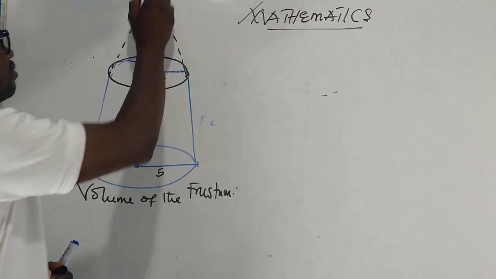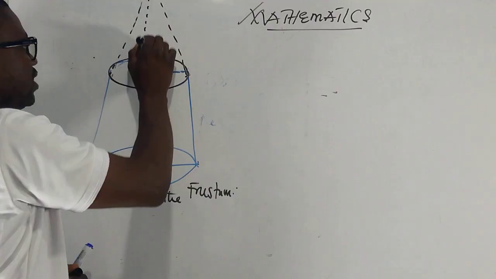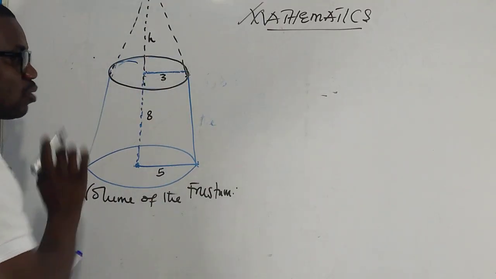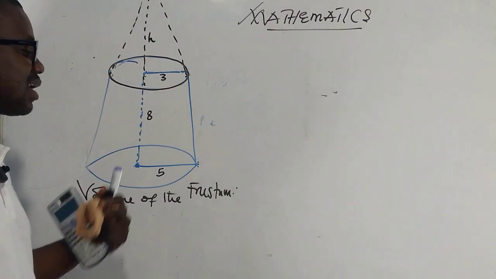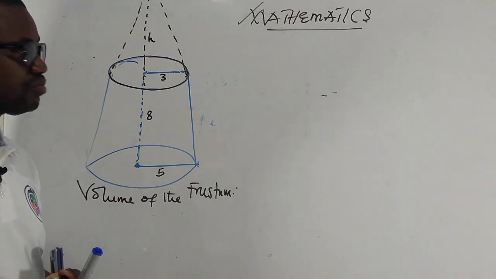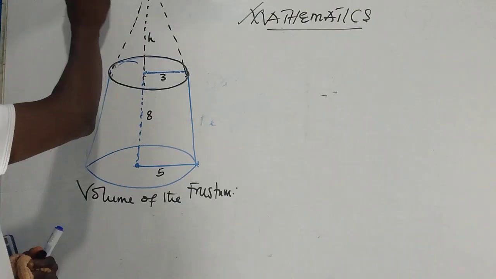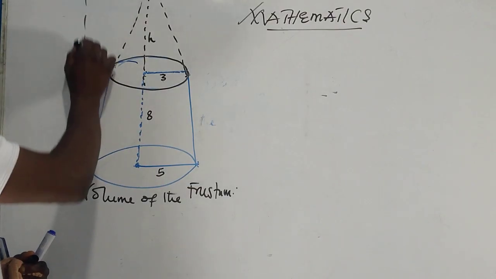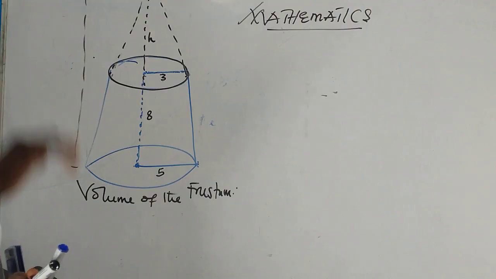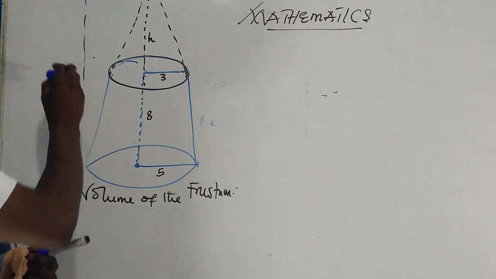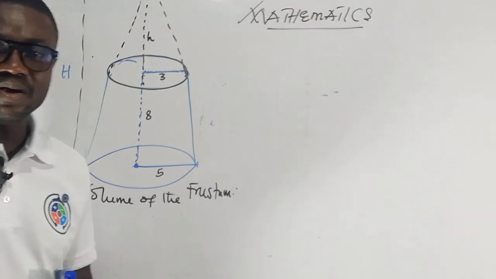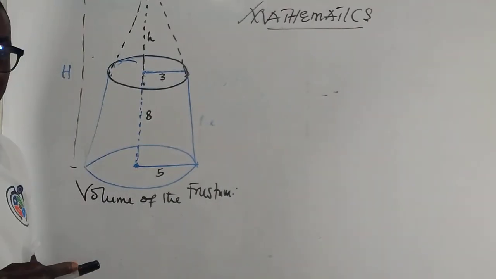In this case, let's make a line here to indicate the height of this smaller cone, and then we can calculate the height of that smaller cone. You realize that from this point down here is also the height of the whole cone. Let's represent it with h. Now let's calculate the height.